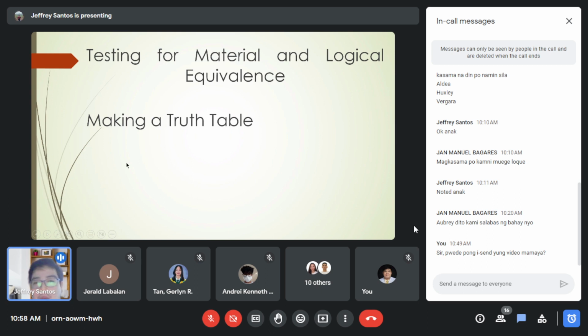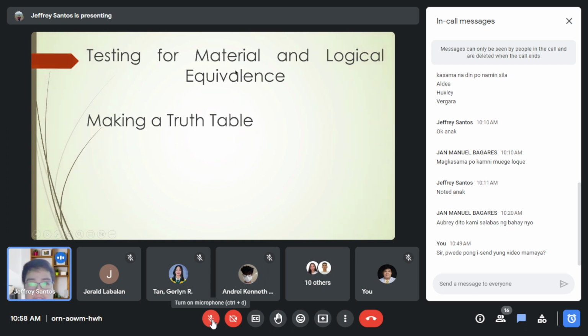4 points ito bawat isa. So, ang gagawin niyo po, you are going to test whether 2 given propositions, yung given naman natin ay medyo madali as compared to the midterm exam na napakahaba ng table. Dito, medyo simple lang yung operations na nilagay ko at i-determine kung materially and logically equivalent.